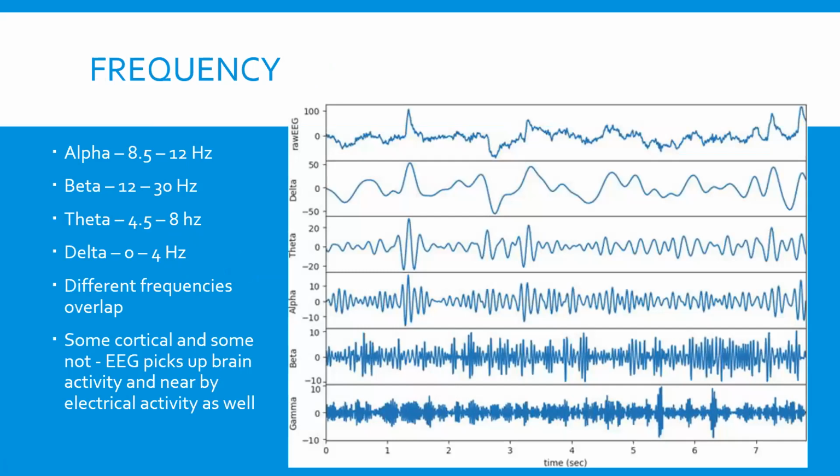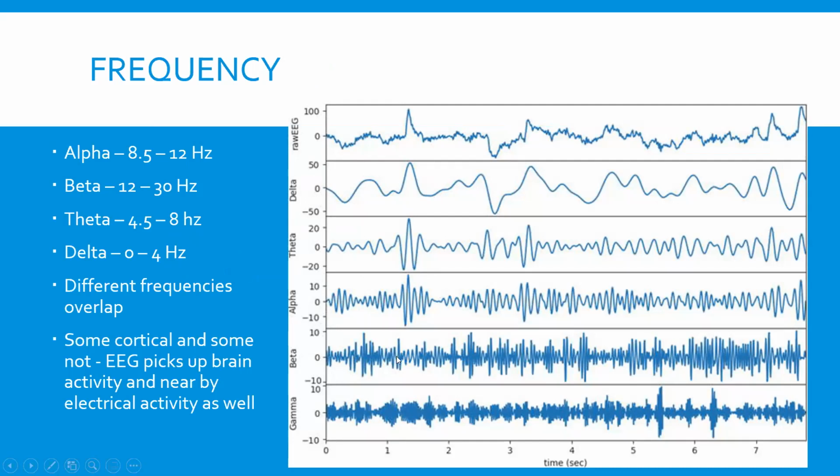Okay, so here's frequency. This is kind of a busy slide, but I'll try to simplify it. Depending on how fast the waves are, these are electrical waves going through the brain. If it's very slow, it's delta. If it's normal, it's alpha. If it's very fast, it's beta. And you can see, depending on how fast or slow it is, it has a very different image.